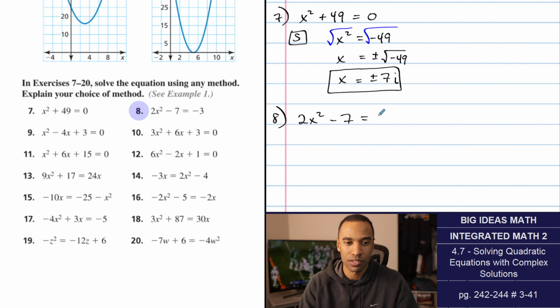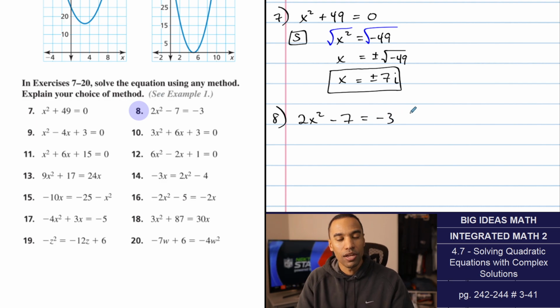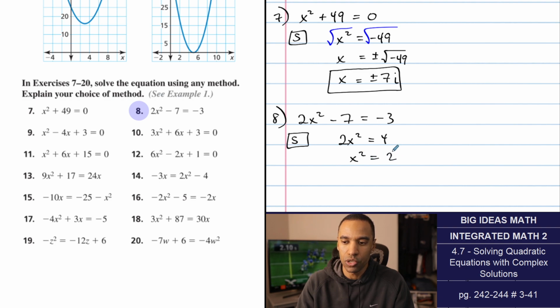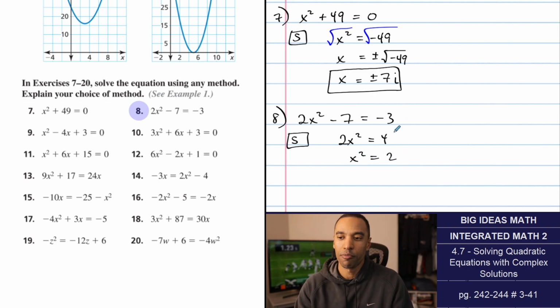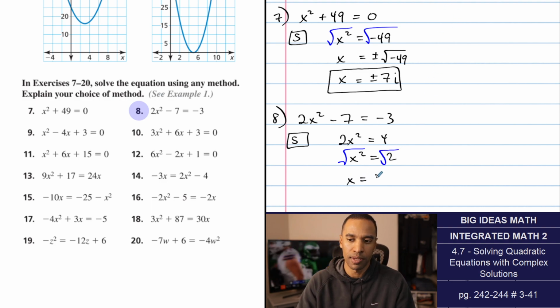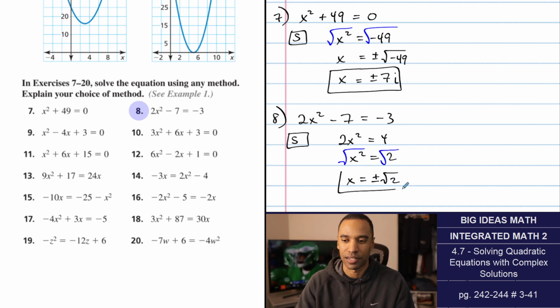I don't think this one's non-real. I'm going to solve using square roots again, by the way. I'm going to add 7 to both sides, and I get 4. Divide both sides by 2, I get 2. That's positive. When I take the square root of both sides, this is going to be as it had been in the past. There's no i in this problem. x is plus or minus root 2, and that's it.